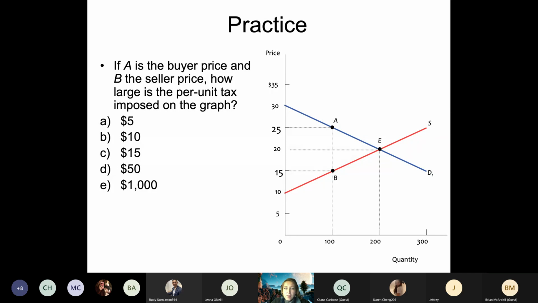In another typical problem, you might be asked, how high is the tax? Given this kind of picture, you look at the points A and B, and you say, oh, the tax, that's easy. The tax is $10, because the price wedge is between 15 and 25 in this case. You can even compute how large the tax is: 10 times 100 would be the area of that tax rectangle.